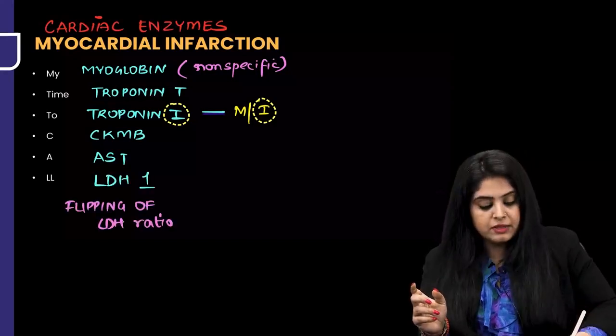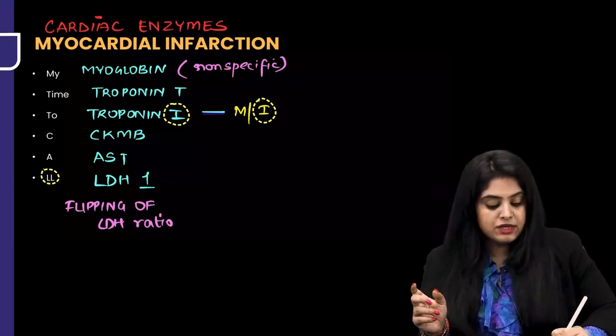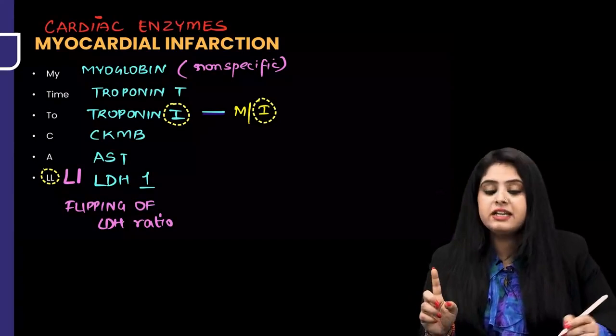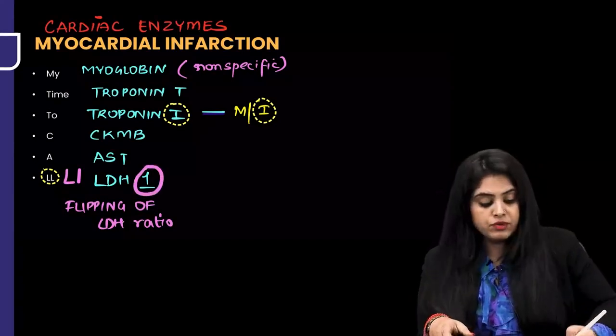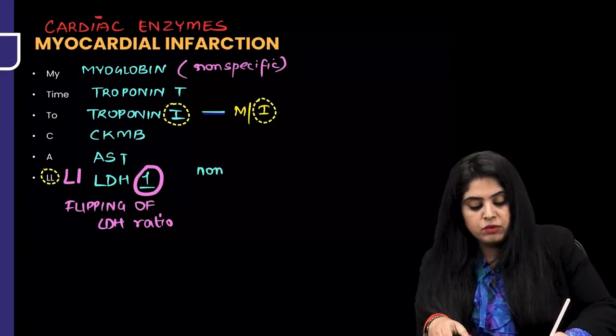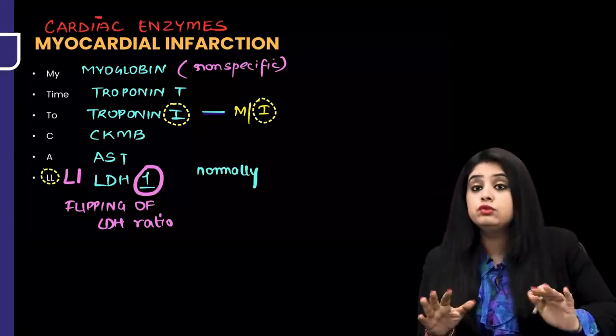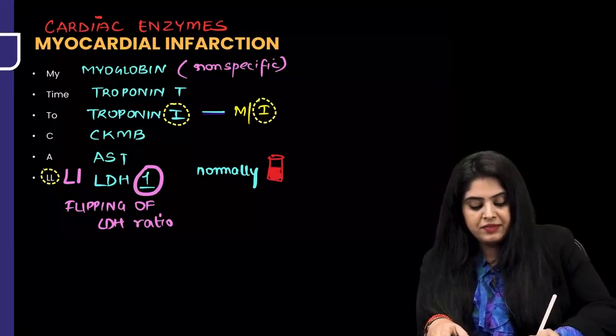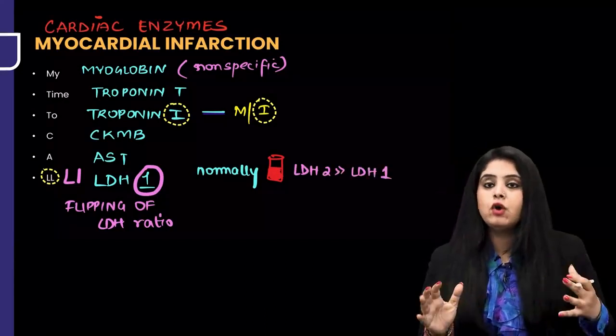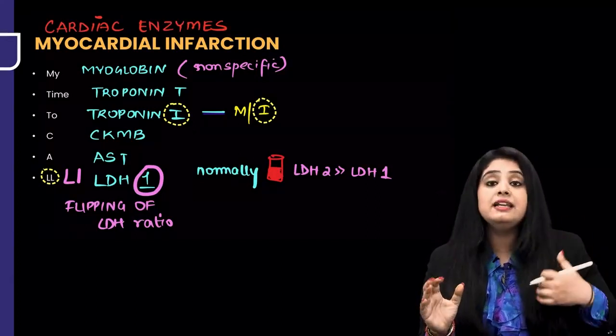Why have I written double L? Call me, double L. So double L sounds like L and L, so that is L1. It is LDH1 that is going to rise in the blood. Now please note a very important point over here. In normal human beings, someone who's not had an MI, if you take their blood sample, you will realize that LDH2 is always greater than LDH1. If I take my blood sample right now as a normal person without any disease, my LDH2 will be more.